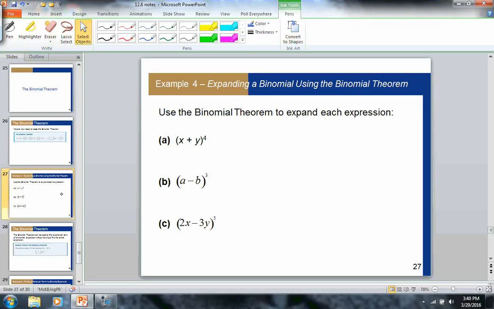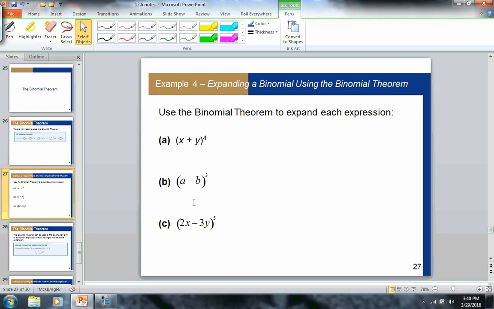Just for our sanity, we're going to start with pretty low exponents. We'll have x plus y to the fourth and a minus b to the third. But for part C, this is going to be to the fifth power, so that starts to get a little more complicated. We're also going to have numbers in front of the variables, so I have a 2x and a 3y.